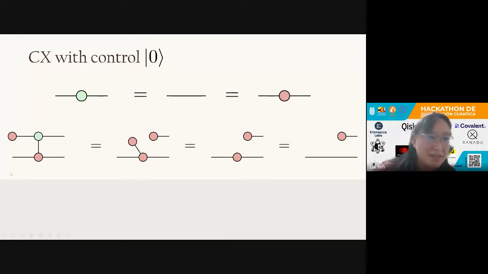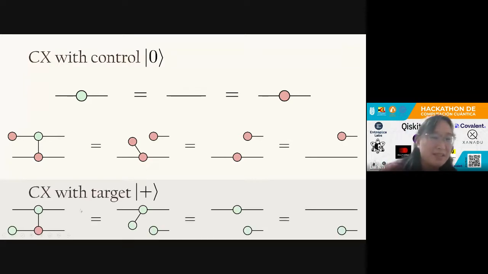But what's really cool about this is that this is actually symmetric with respect to color in the other direction. So if you have a CX gate, but your target, you plug in the ket plus state, then you just apply the exact same rules, but in the opposite direction in color. And then you get, if you plug in a plus state to the target, then you get identity on the control. So this is quite cool because in the other basis, it's as if the other qubit was control and target. You swap the control and target if you switch the basis states, which are input.